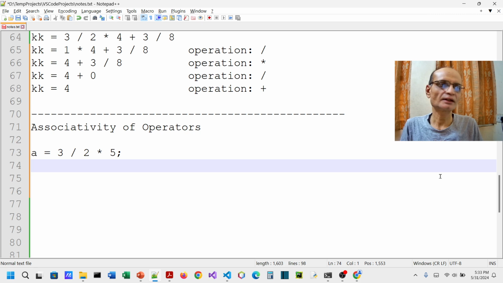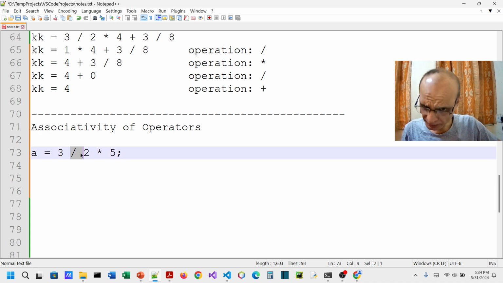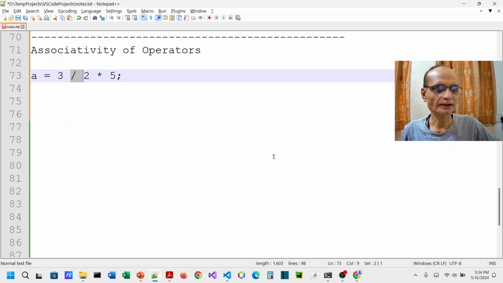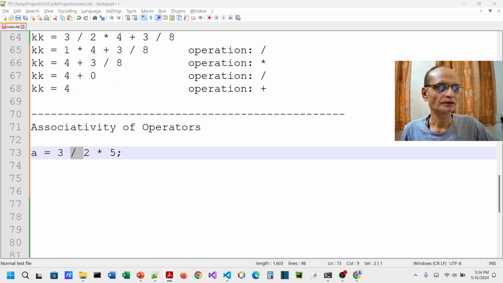So this is settled using associativity of division and multiplication. Both have left to right associativity. Therefore the division is performed first, and then the multiplication is performed later. That means you will basically get this 3 by 2, so the answer will be 1 here, and then 1 into 5. So 5 will be the answer. So that's the way typically this associativity is handled.